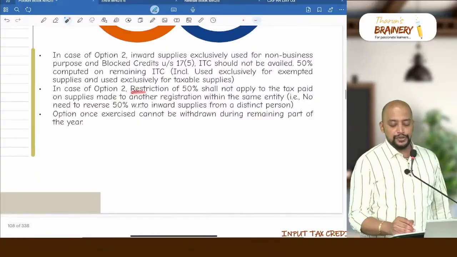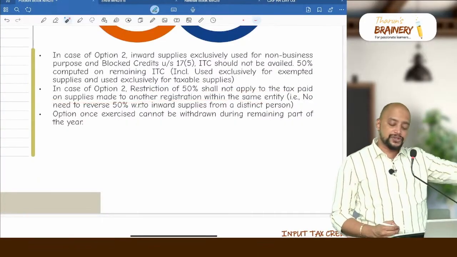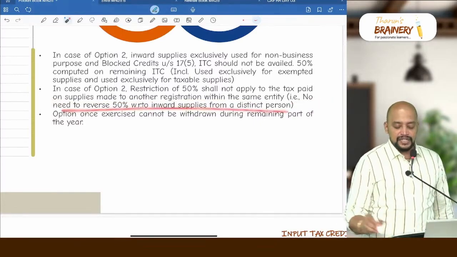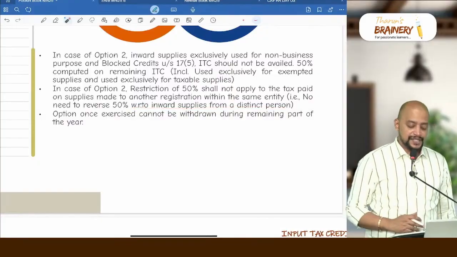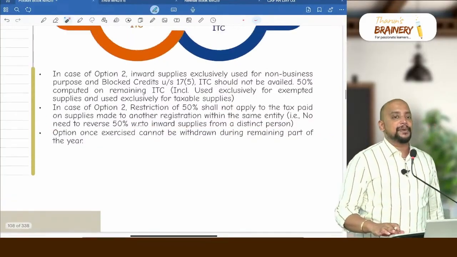In case of option 2, restriction of 50% shall not apply to tax paid on supplies made to another registration within the same entity, that is inward supply from a distinct person. That is no need to reverse 50% of ITC with respect to inward supply from distinct person, and this option 1's excess cannot be withdrawn during remaining part of the financial year.